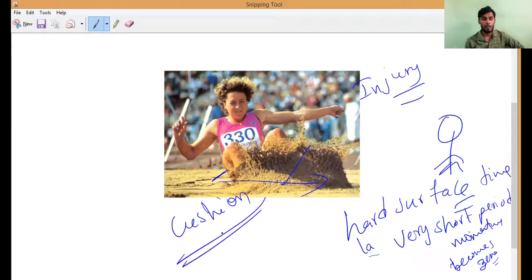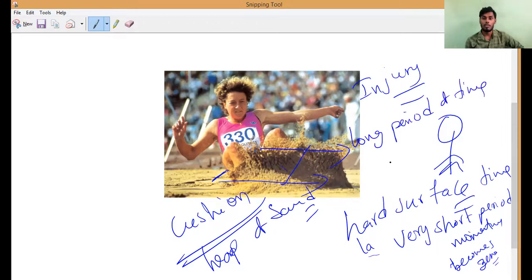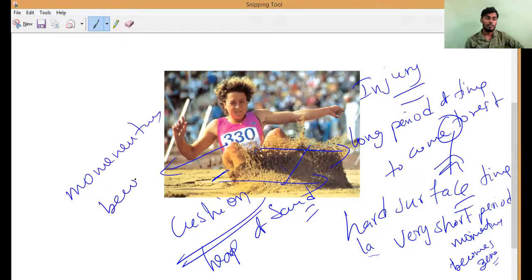Cushion means like soft pillows. Cushions or a heap of sand mean the person can travel a little bit, slide a little bit, move forward, so the momentum reduces over a long period of time. It will take a little longer. Time is increasing, a long period of time to come to rest. So by that time the momentum will become zero slowly. Momentum becomes zero slowly.